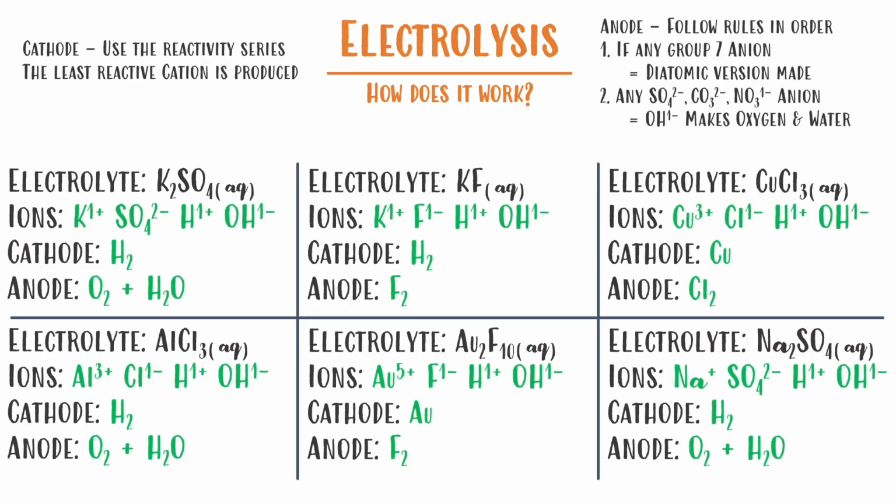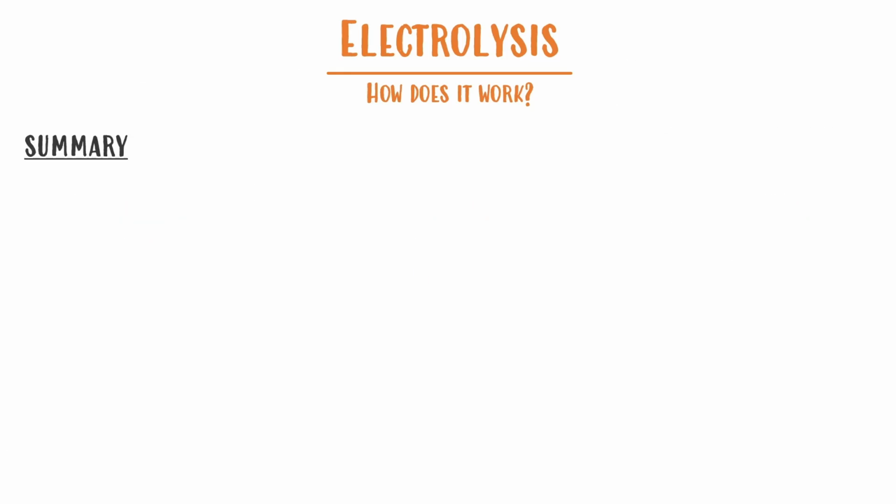Here's the answers to those questions. Now, again, bear in mind, because these are all aqueous, they'll always have a hydrogen ion and a hydroxide ion. Right, let's summarize. So, cations always go to the cathode, whilst anions will always go to the anode.